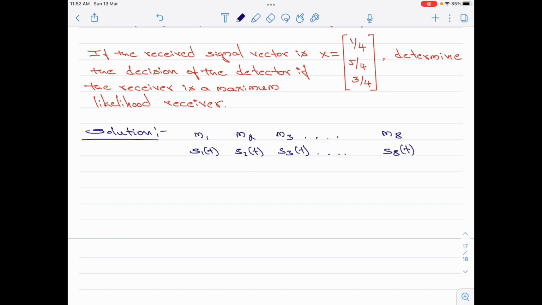These signals are told to be equiprobable. That is an important point. And they are all transmitted through an AWGN channel, which is additive white Gaussian noise channel. We are told the signal vectors are points in the three-dimensional Euclidean space. Therefore, the dimensionality of the constellation diagram is 3.